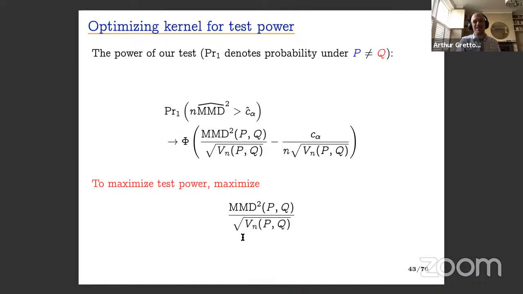Okay, so this is the signal to noise notion. Are there any questions about that?